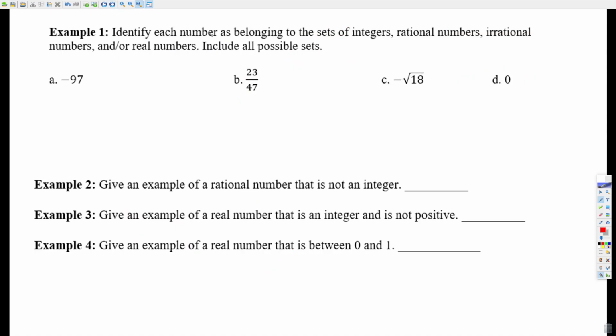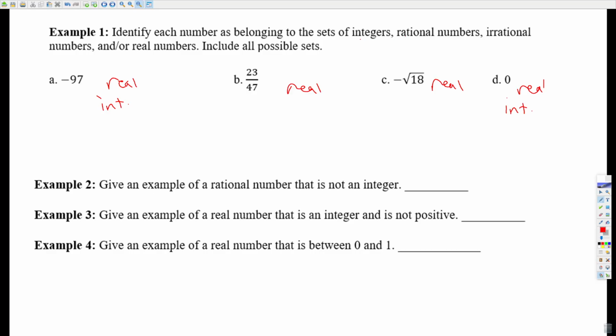So let's try some. Identify each number as belonging to the set of integers, rationals, irrationals, or reals. So everything here can be posted as real. And what else could they be posted as? Yep, so we could have integers here. Is this an integer? No. I don't think so. Integer, probably not. Integer, yes. I'm going to go through each category.